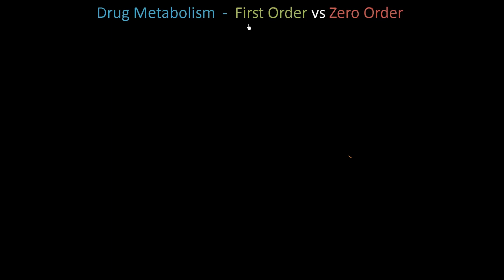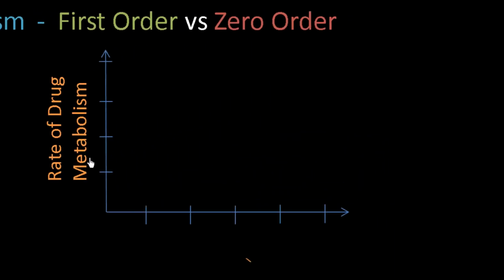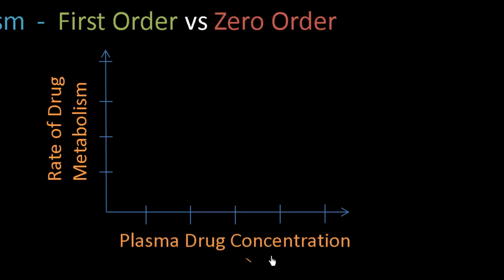So the purpose of this lecture is for you to be able to differentiate first order kinetics from zero order kinetics. And the easiest way to do that is by looking at a graph. Now pay attention to the axes of this graph, because on the y-axis we're going to put what we really care about in this lecture, and that is the rate of drug metabolism. And we're going to see how that depends on the plasma drug concentration.